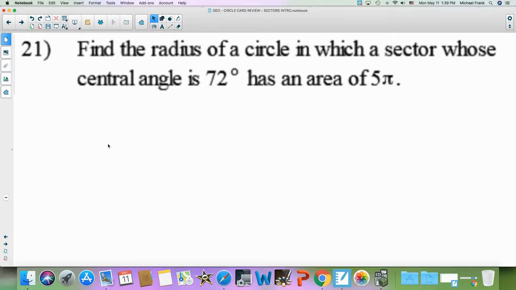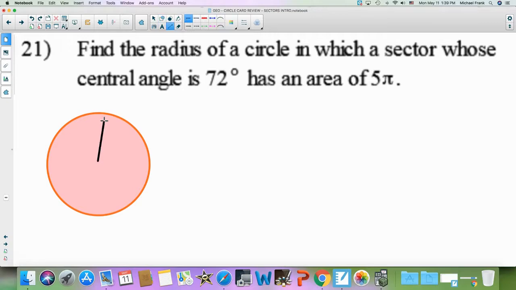So what they're actually giving us here, as in the previous problem, is imagine it's a circle. They're telling us in this circle there exists a slice, and that this slice has a central angle of 72 degrees, and the area of the slice is 5 pi, right? All of the space right here is 5 pi, not the whole circle. Therefore, what would be the radius? So that's really what they're asking us for, right? To reverse engineer this whole thing.